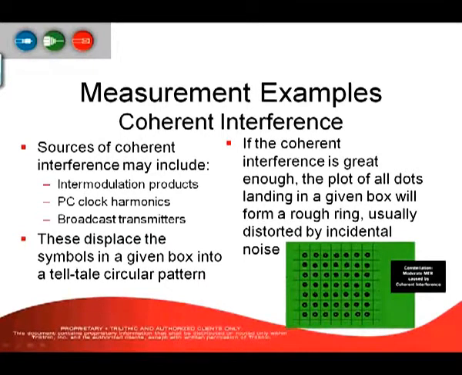These types of interference displace the symbols in a given box into a telltale circular pattern. It kind of looks like a donut, so it looks like the cluster of dots with a hole in the center of it. And if the coherent interference is great enough, the plot of all the dots landing in the given box will form that ring, usually distorted by incidental noise.